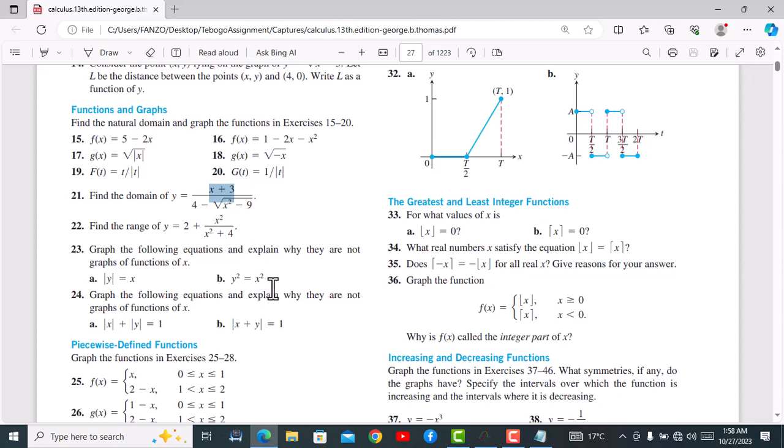So for every value of x that you square, you also get the value of y that is squared. So for example, let's take -2 squared. So -2 squared will give me 4, and 4 squared will give me 16. And for example, if I take -5 squared, it's 25, and 25 squared, it's a very big number. So they say graph the following equations and explain why they are not graphs of the functions of x.